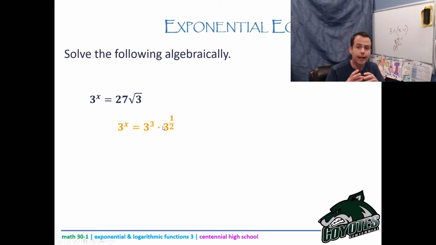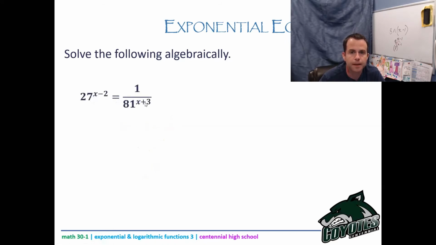I do not have these written as a single power yet. I need to now do this multiplication. When I'm multiplying powers with the same base, I add the exponents. So 3 plus 1/2 is 3.5, or 7 over 2. And now I have them written as a single power with the same base, so I can pull the exponents out, and x equals 7/2.